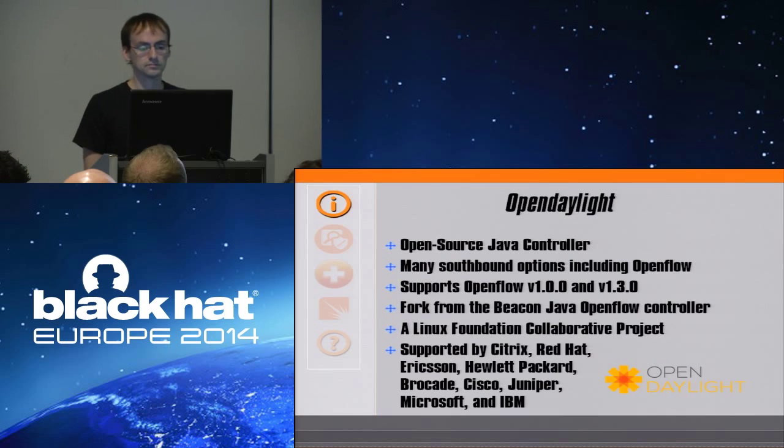Then we have OpenDaylight, an open source Java controller with many southbound options, including OpenFlow. It supports 1.0 and 1.3. It too is a fork from the Beacon Java OpenFlow controller. And instead of being maintained by a single outfit, it is a collaborative effort under a very popular group, the Linux Foundation, worked on by a number of people including Citrix, Red Hat, Ericsson, Hewlett-Packard, Brocade, Cisco, a lot of big names.